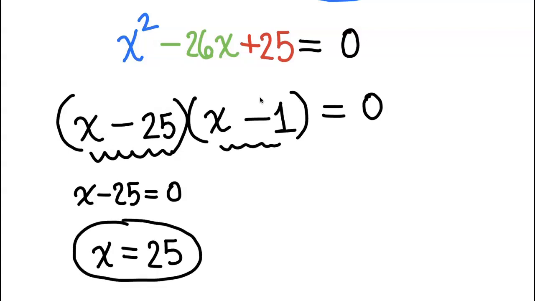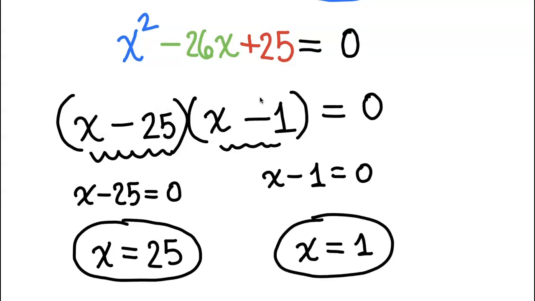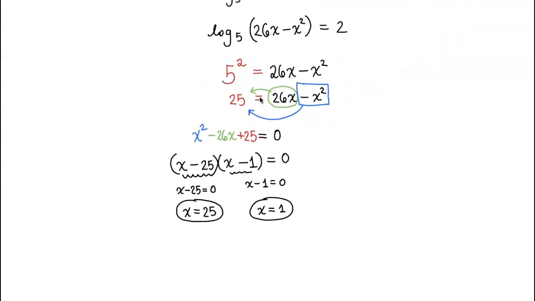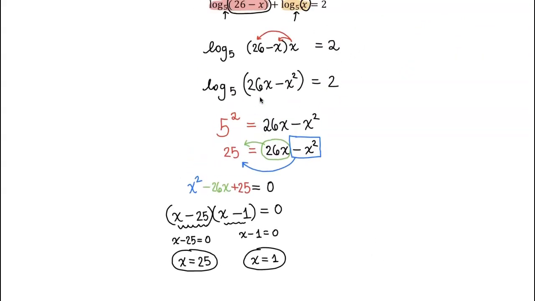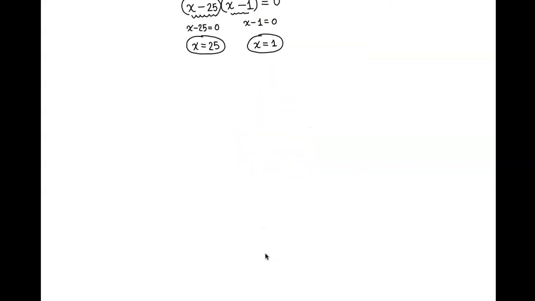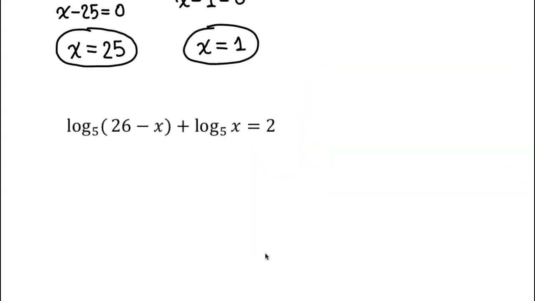And let's solve the other one. x minus 1 is equal to 0 when x is equal to positive 1, right? Now I circle them, but they may not be the final answer. So when you are solving log equations, we always have to check for extraneous solutions. So 25 and 1 are my candidates. I don't know if they are the real solutions, the true solutions. So here's what you're going to have to do. I'm going to copy the original equation down here so that we can check for solutions.